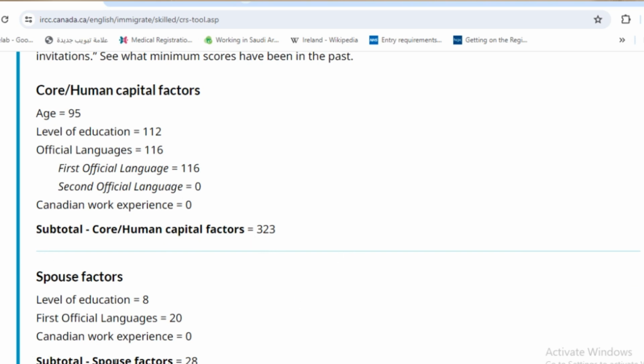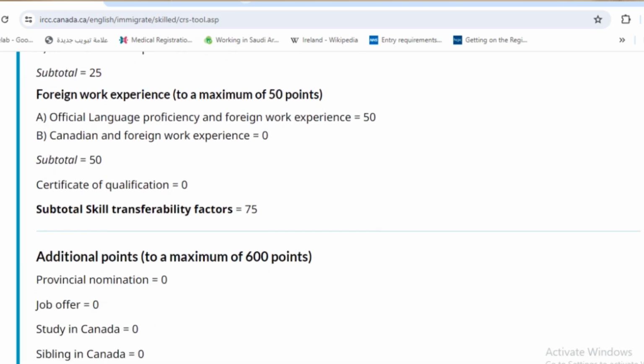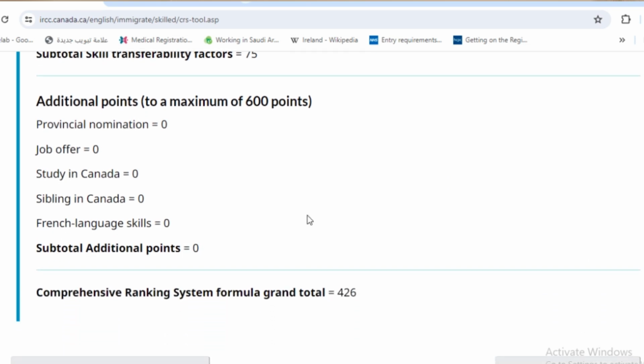And then for my spouse, you see that spouse factors is 28, and you see all of that, skills transferability. And then for additional points, I had a provincial nomination 0, job offer 0, study in Canada 0 points, sibling in Canada 0, French language skill 0, subtotal 0 points. So for my comprehensive ranking system formula, grand total, I have a 426. So I've lost points on all these additional points. I didn't get anything there.